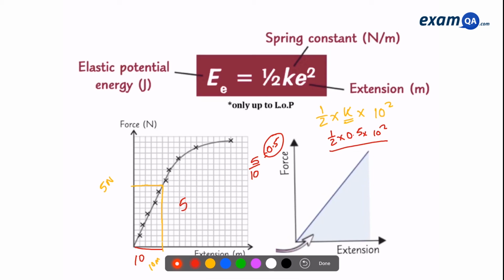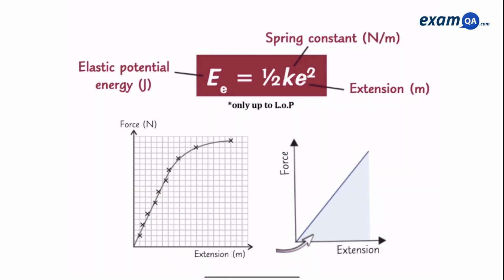Now, another way you could do it is just literally work out the area of this triangle. So again, to find the area of a triangle, the formula is half times base times height. So we're going to do half times the base. What was the base? It was 10. The base was 10. And what was the height? The height was 5. So I'm going to do that. And that should give me the same value. So there are two ways to find the energy of a spring, either using this formula or by working out the area under the triangle.